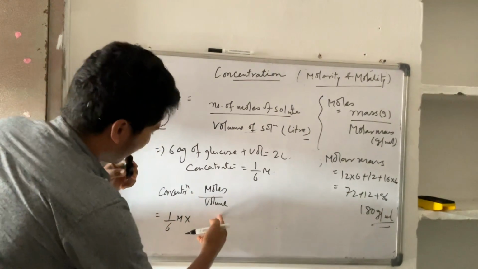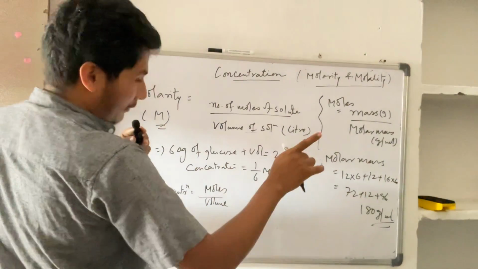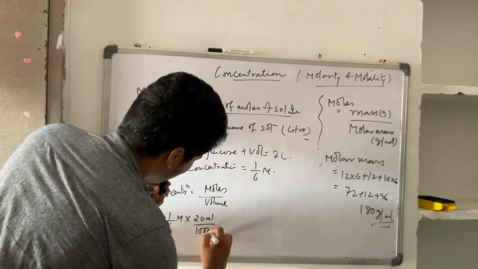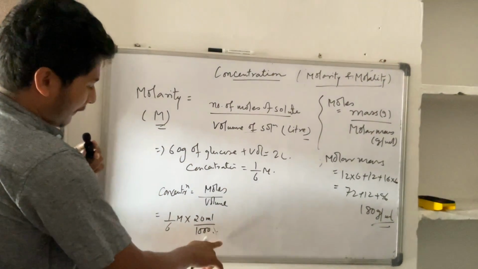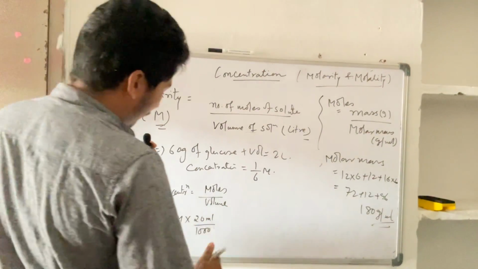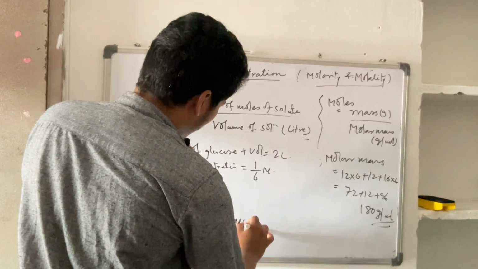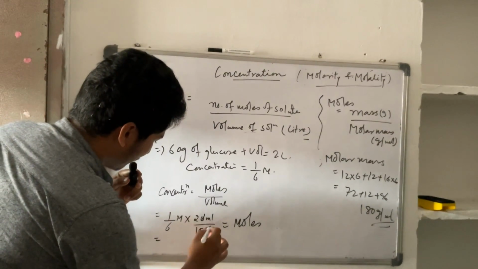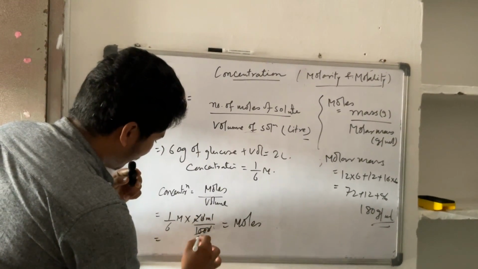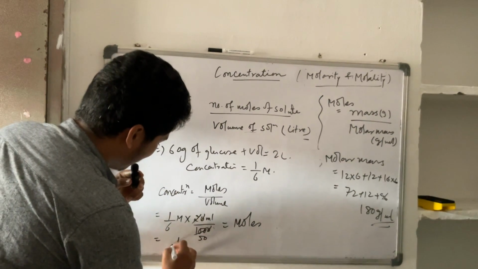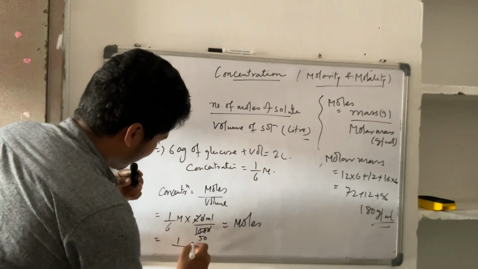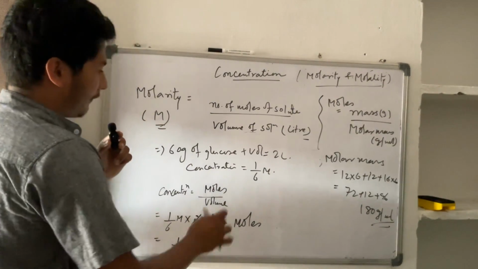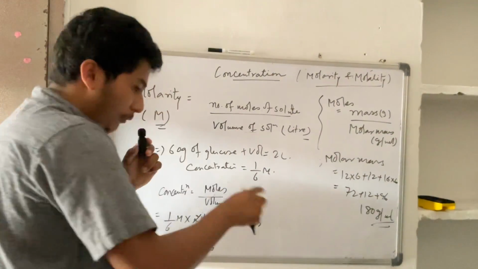The volume you have to convert into liter. So volume here is 20 ml, and you will divide by 1000 to convert into liter. So this is 20 by 1000. This will give you the number of moles. So how many moles are you getting? The zeros cancel, and you get 1 by 6 times 1 by 50, which is 1 by 300. So 1 by 300 moles of glucose you have in this 20 ml of solution.